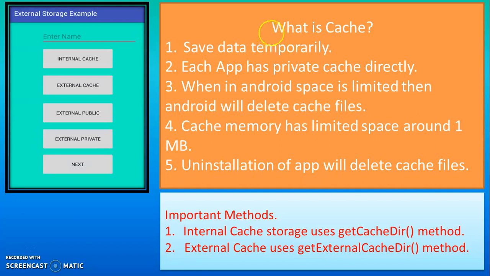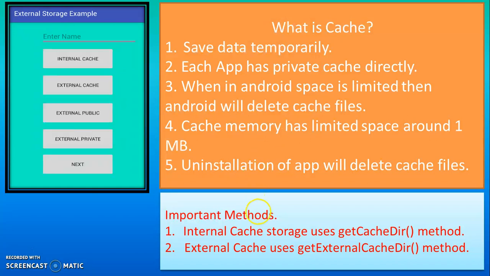When Android space is limited, then Android will delete the cache file. If there is a problem in the storage, then Android will automatically delete the cache file. That's why it is temporary. Cache memory has limited space, around 1 MB. Whatever files are frequently used, that data is stored in the cache memory. Uninstallation of the app will delete the cache file, meaning once you uninstall or delete the app, whatever data is there in the cache file will be deleted.